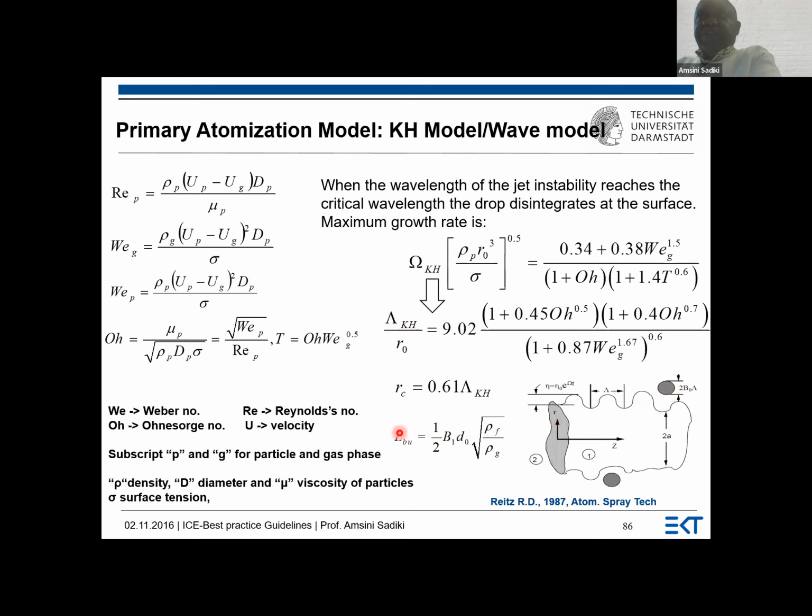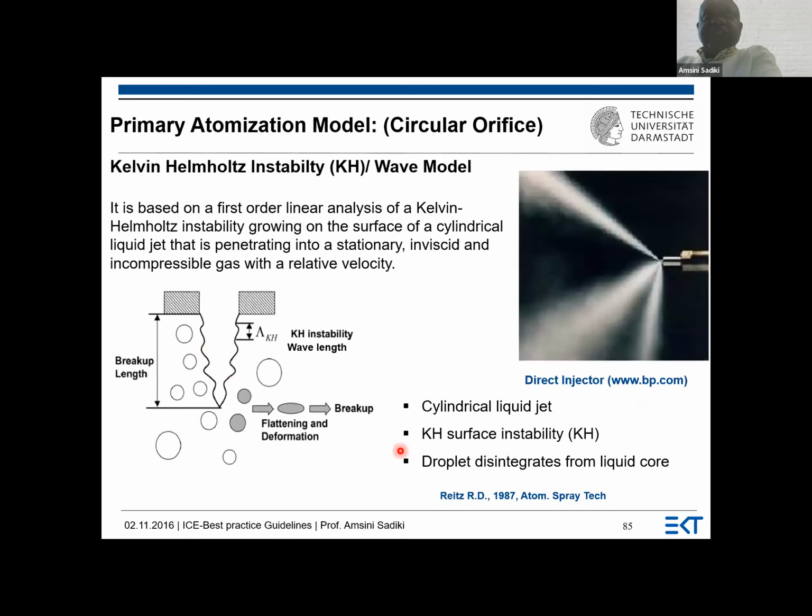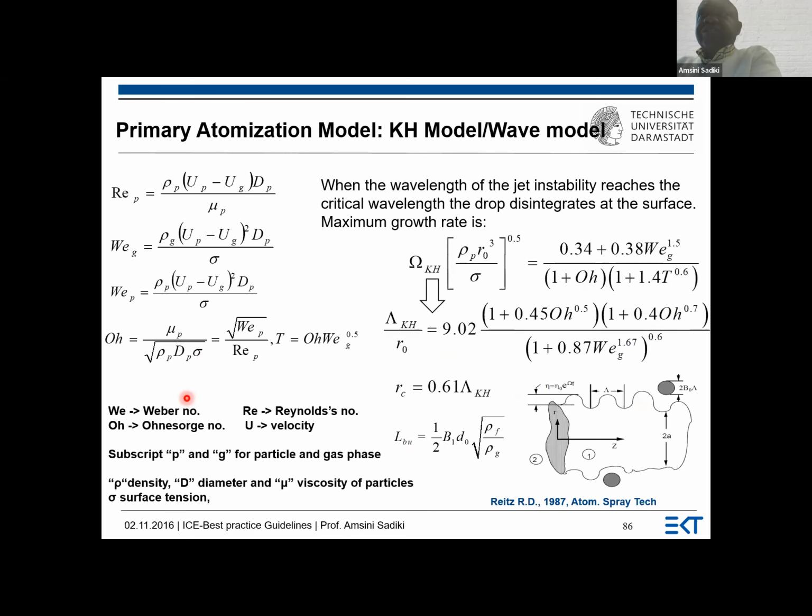We also have the length of the breakup, this length here. It is also a function of this quantity. This is a parameter, and the ratio of these two densities. We have seen yesterday also that in the breakup regime the wave number is a function, this quantity is a function of the Weber number. And if we have this, we also have the diameter we are looking for.